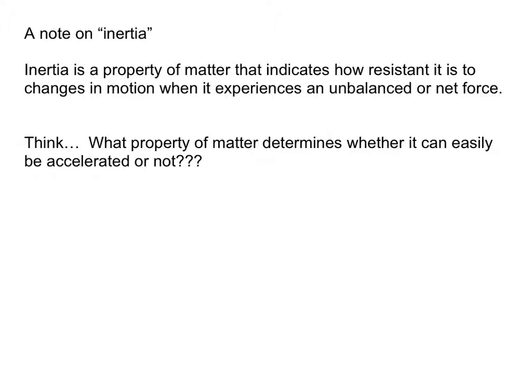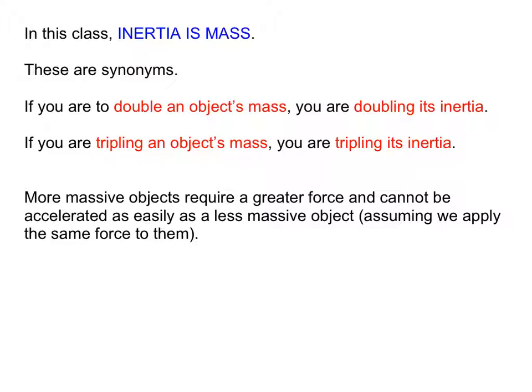One other thing is that I also personally chose not to make mention of the word inertia. Inertia is a property of matter that indicates how resistant it is to changes in motion when it experiences an unbalanced or net force. Okay, it seems very wordy, but really, let's break this down. Think. What property of matter determines whether it can easily be accelerated or not? So think about that for a second. So it turns out inertia in this class is just mass.